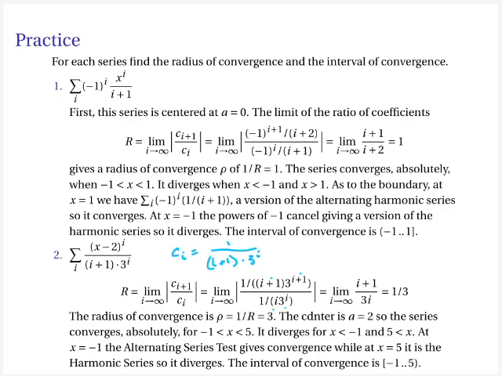You invert, you multiply, you do all that kind of business. You end up with a capital R of 1/3. So the radius of convergence is going to be 1 over 1/3, which is 3. Oh, I spelled center wrong. Sorry about that. The center is a equals 2, so the series converges absolutely for a plus and minus 3, that is to say 2 plus and minus 3. So I'm going down to minus 1 and up to 5, strictly between minus 1 and 5.